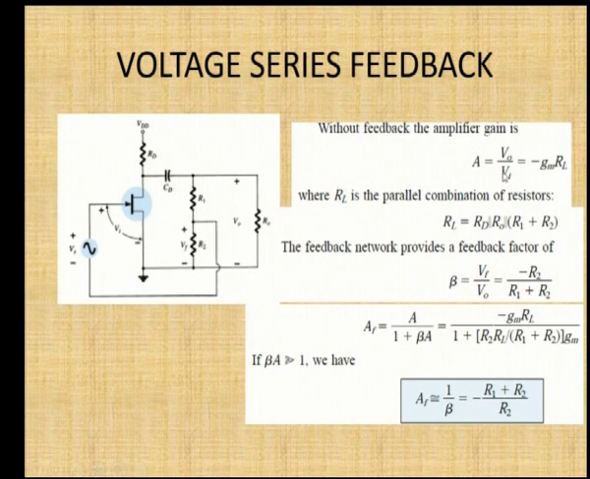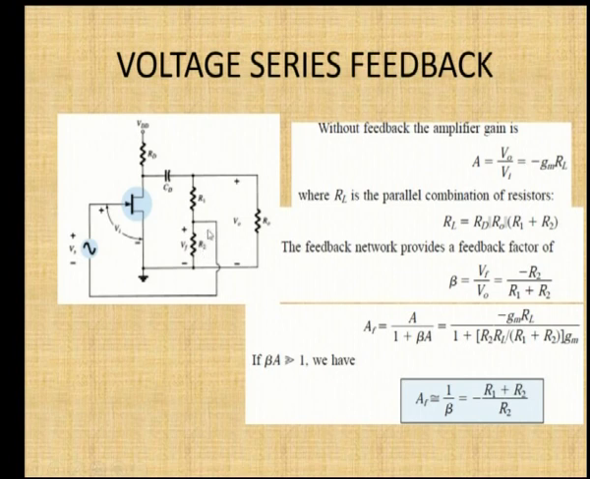So, without feedback the amplifier gain is, we know, V0 by Vi, and it is derived as minus GM RL. RL is the parallel combination of R1 and R2. Here you have to write it as R1 parallel R2. The feedback network provides a feedback factor of Vf by V0. This is always Vf by V0 if it is related with voltage. So, what is the feedback factor? Across this R2 you are taking the output voltage. So, output voltage into R2 divided by R1 plus R2. Here this is the feedback factor, minus R2 by R1 plus R2. And what is AF? That is with the feedback, we know that A by 1 plus beta A. So, we know what is A, we know what is beta, everything is substituted here, and we have got minus R1 plus R2 by R2. So, this is the gain with feedback according to this circuit.